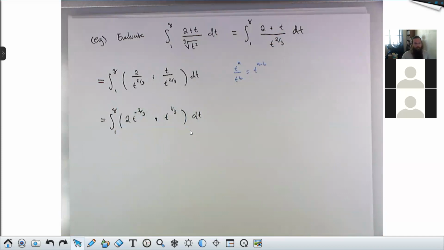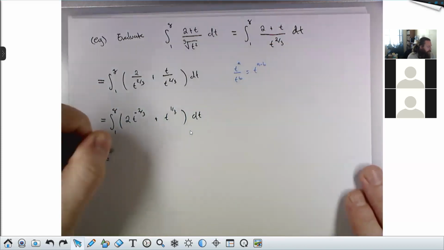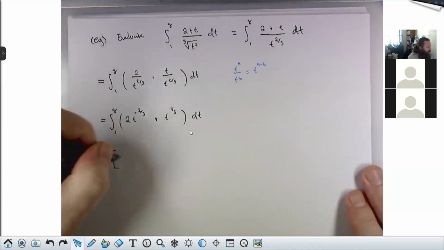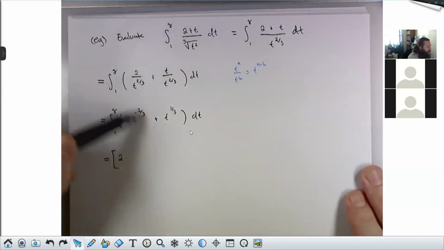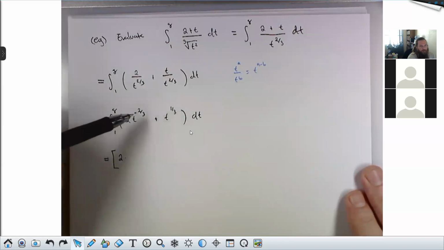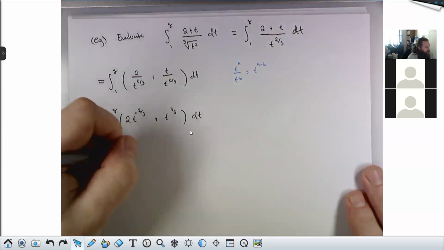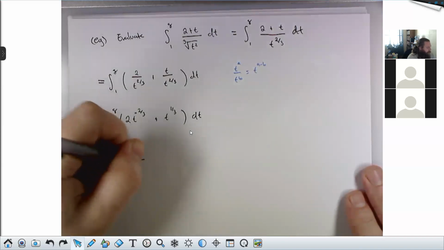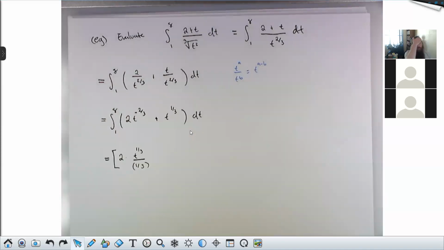You take the integral of each one. I need an antiderivative for each of these. So this 2 is going to come along for the ride. And then by the power rule, I add 1 to this power and then divide by that new power. So negative 2/3 plus 1 is positive 1/3. So this will be t to the 1/3, and I divide by that new power, right? That's like x to the n plus 1 over n plus 1.